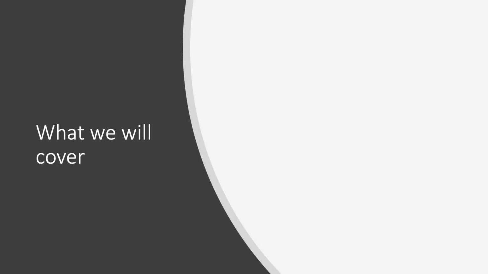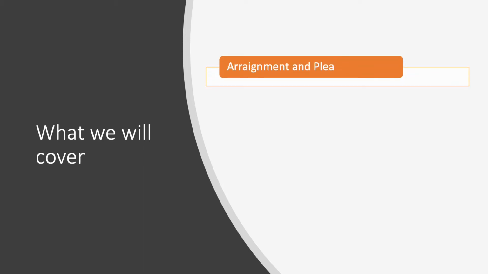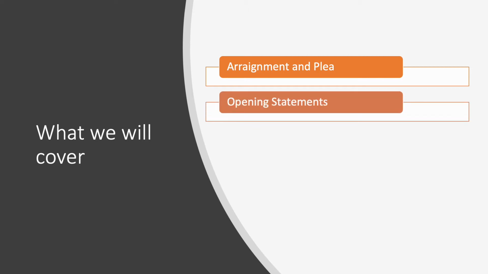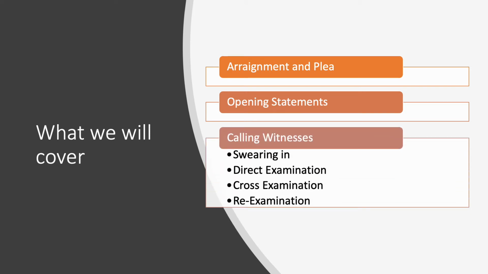In part 1 of the 2 available videos, we will be discussing what an arraignment and plea are and what happens during this process, what an opening statement is and its purpose, how witnesses are called and the steps that are followed, which include swearing in, direct examination, cross-examination, and re-examination. In the second available video, we will be discussing objections, voir dires, closing statements, and sentencing.